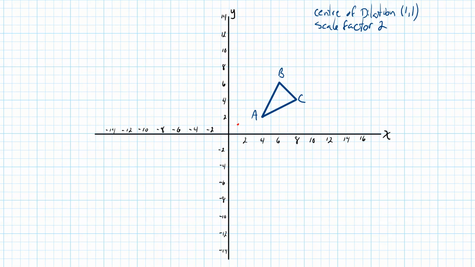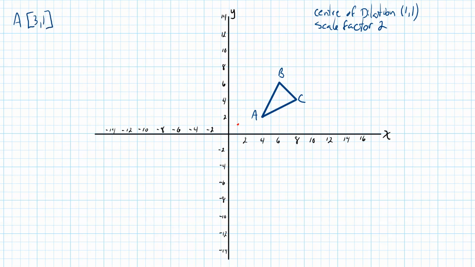So we've drawn the original triangle here, and I've put on the center of dilation in red at (1, 1). In order to find the vertices of the image after the dilation, we're going to start off figuring out what the vector is from the center of dilation to each of the vertices. So starting with vertex A, we're going to look at the vector that takes us from the center of dilation to that vertex A. To get there, it's going over 3 and up 1. So the vector that gets us from the center of dilation to vertex A is (3, 1).